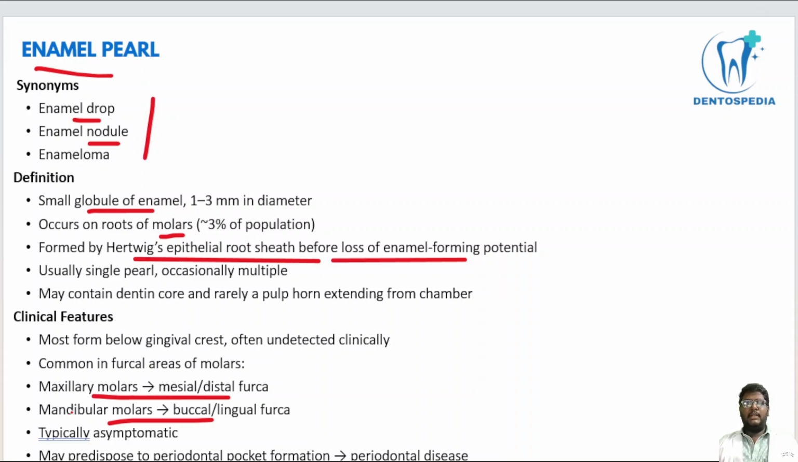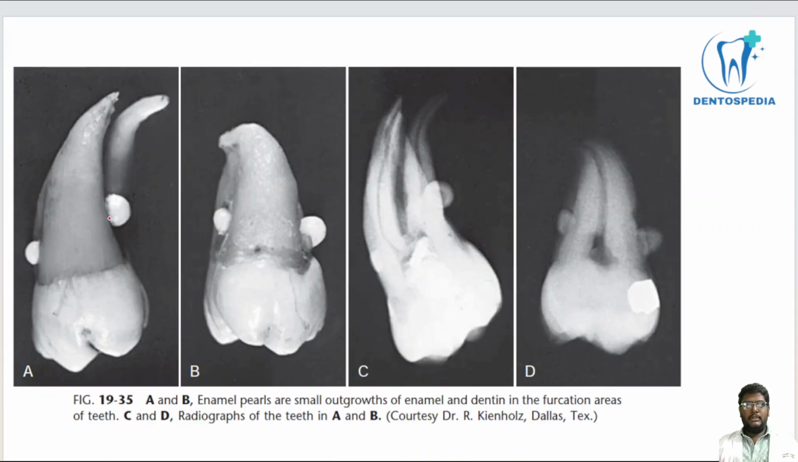Sometimes it might contain dentin or pulp horn. Here you can see the clinical features. These are enamel pearls. So when it contains some pulp horns, we have to be very careful regarding root canal treatment. That's why we have to go for X-rays, and then confirm if there are any pulp horns present in the enamel pearl. We have to be very careful during the RCT of these teeth.